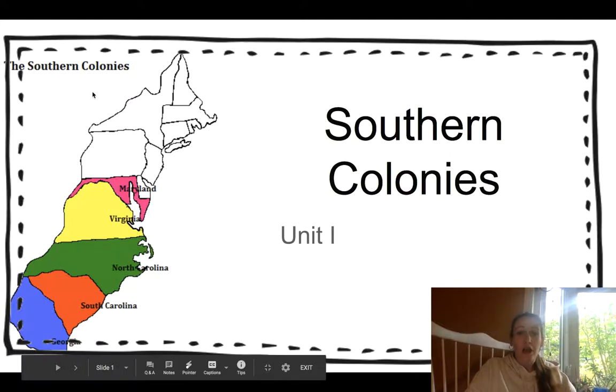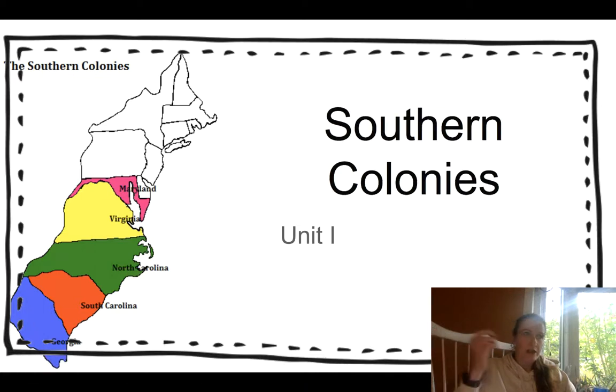Hey, Bulldogs. So we're coming upon the end of this first unit that began before the English colonies in the Americas and then the beginning of the English colonies in the Americas. We focused a little bit on Jamestown and then the New England colonies and the middle colonies.